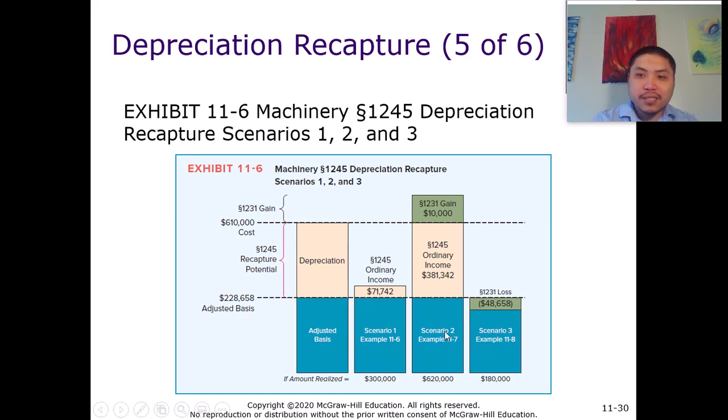And then in the third scenario, there's no gain. That's a loss. The amount realized is even smaller than the adjusted basis, so that's why we recognize a loss. This loss can be treated as section 1231 loss because the recapture rule doesn't apply to a loss, so this loss can be treated as ordinary loss, right?